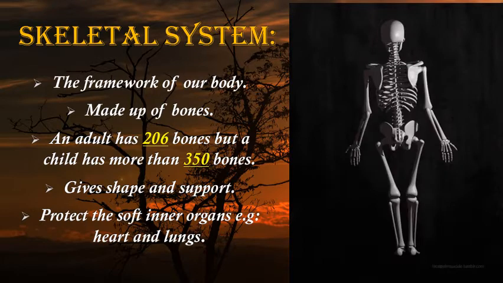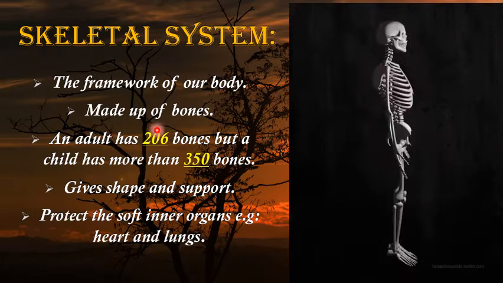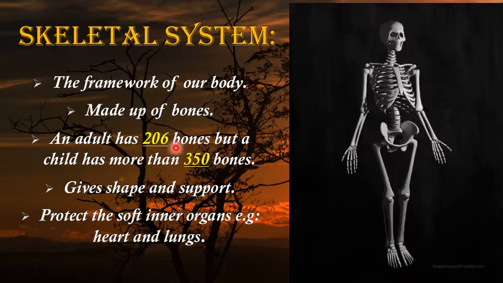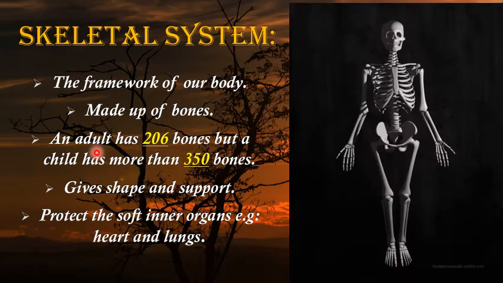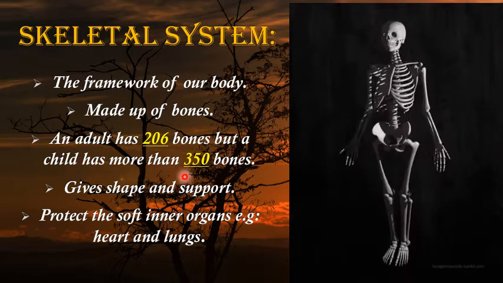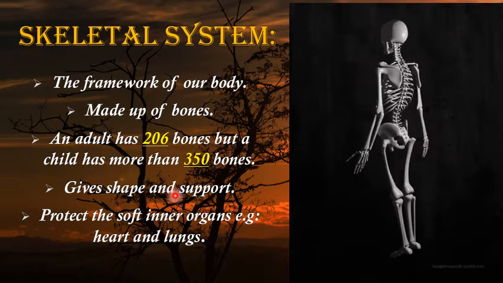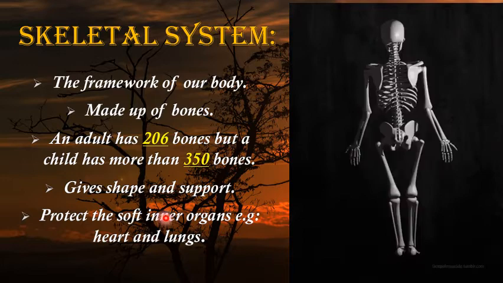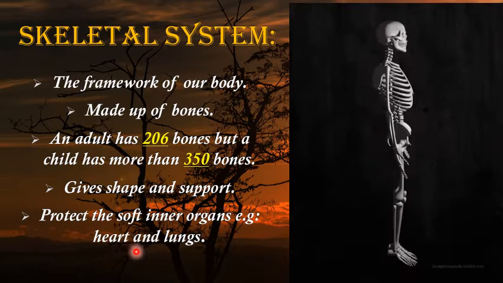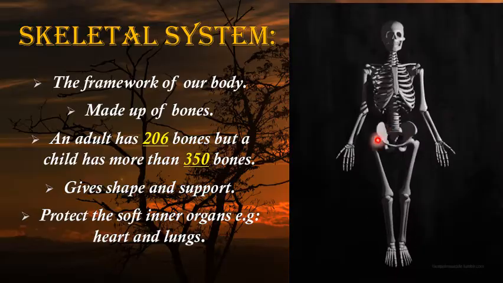It is the framework of our body, and it is made up of bones. There are 206 bones in our body, if we talk about an adult. But a child has more than 350 bones. It gives shape and support to our body. It protects the soft inner organs, for example, the heart and lungs. Here you can observe the whole skeleton of a human being.